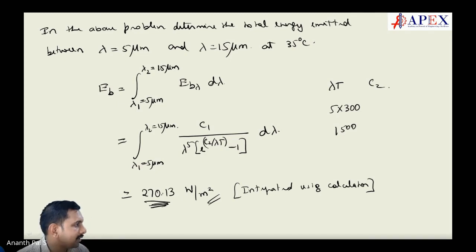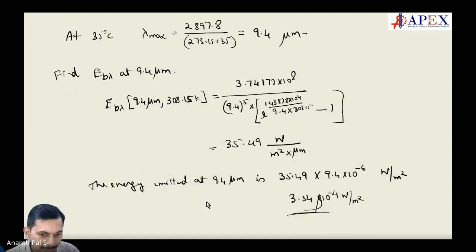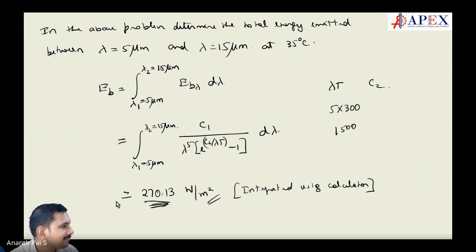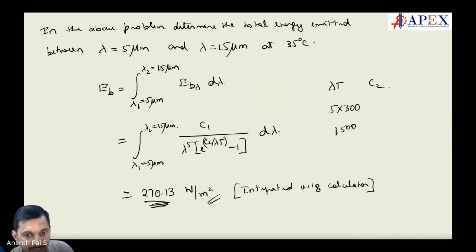So what does it mean? The idea is this. Out of 511, the maximum emissivity is coming from that range. Others are there, but the maximum is in that range. So 511 minus 270 leaves 251, and the 251 comes with other things. Makes sense? So it is a small range, 5 to 15 micrometer. Correct?